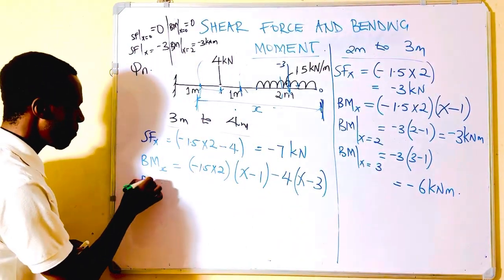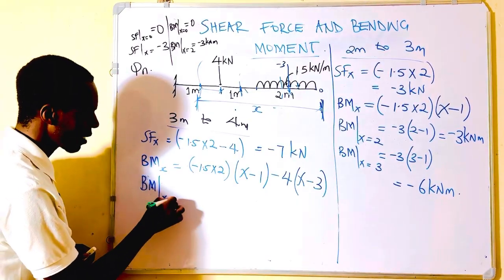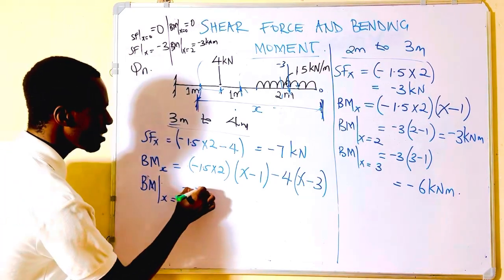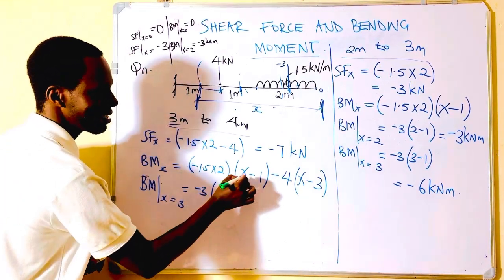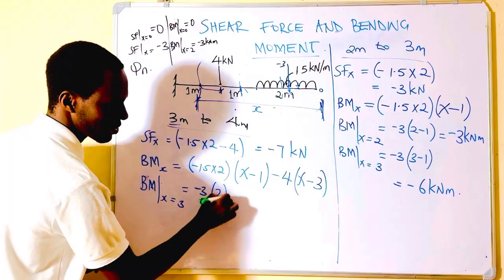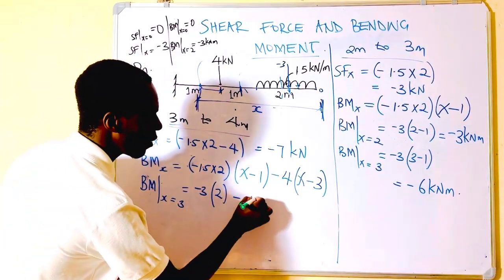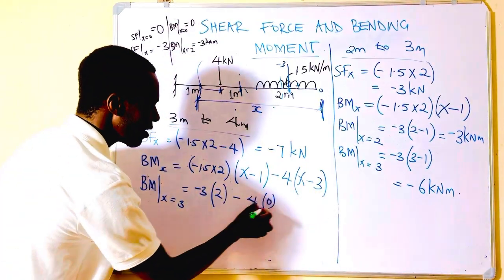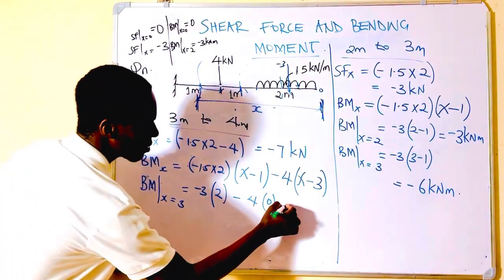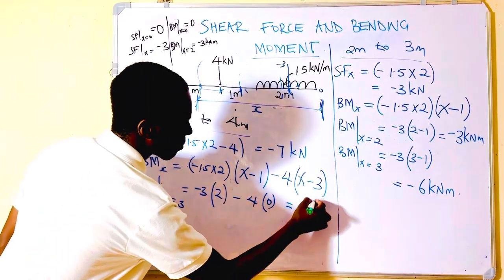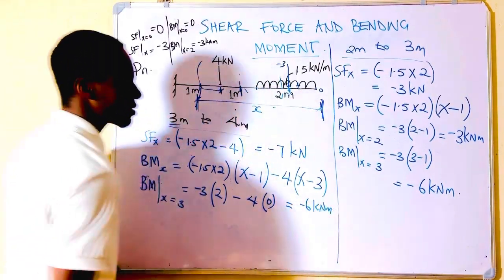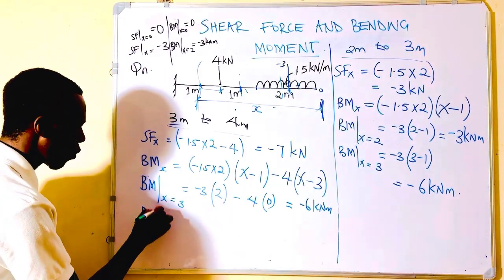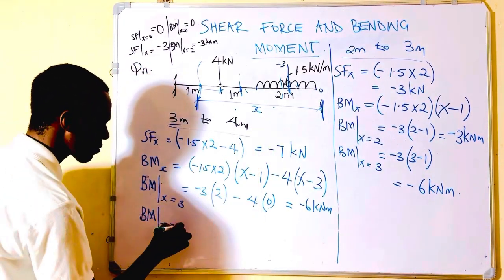Now let's find the bending moment when x is equal to 3 meters. So you substitute. This is minus 3 into 3 minus 1. You get that this one is 2. Then minus 4 into 3 minus 3, so this is 0. So the answer only is going to remain what? Minus 6 kilonewton meter. Minus 6 kilonewton meter.